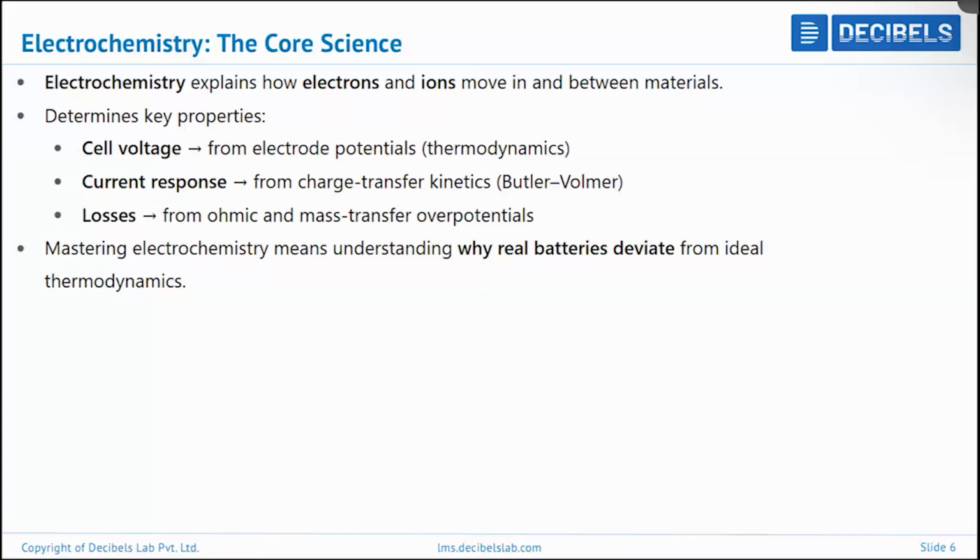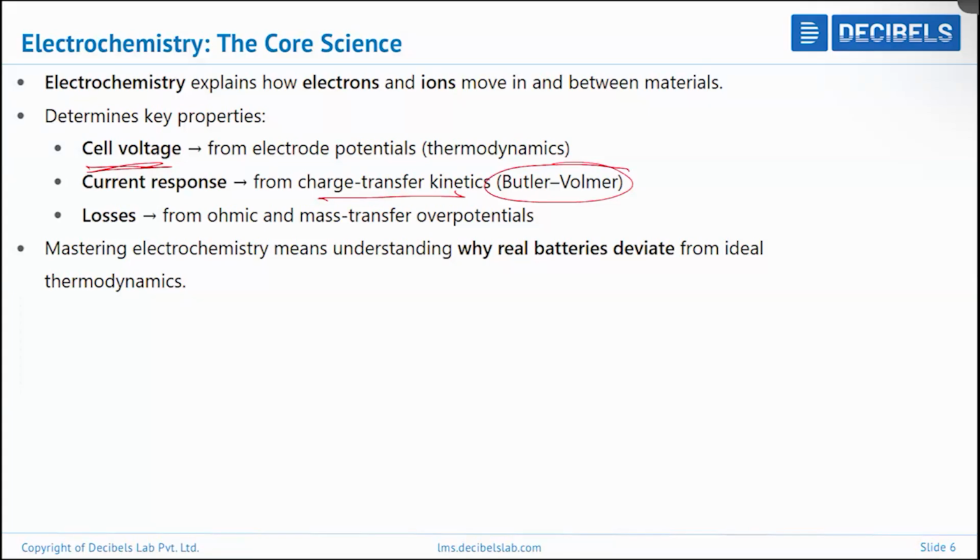The main principle behind this is electrochemistry, which explains how electrons and ions move between the anode and cathode. For example, if you take a lithium-ion battery, during charging electrons move from cathode to anode externally, and lithium ions move from cathode to anode, and vice versa during discharging. The key determining properties are the cell voltage, from electrode potentials, and the current response, which is from charge transfer kinetics. I'll be covering the Butler-Volmer equations, and losses from ohmic and mass transfer overpotential.